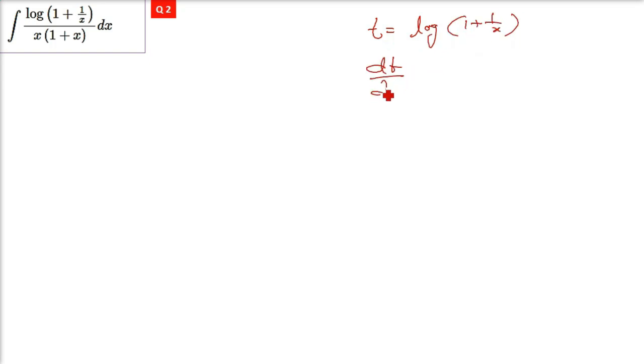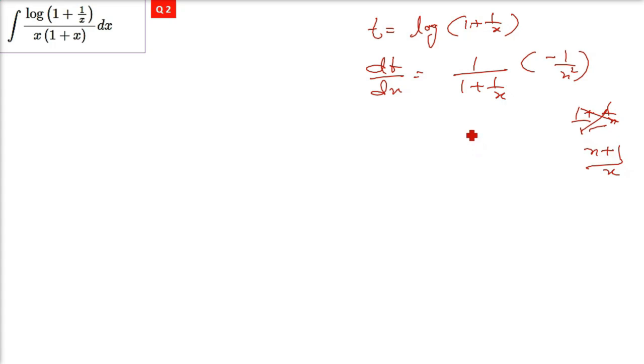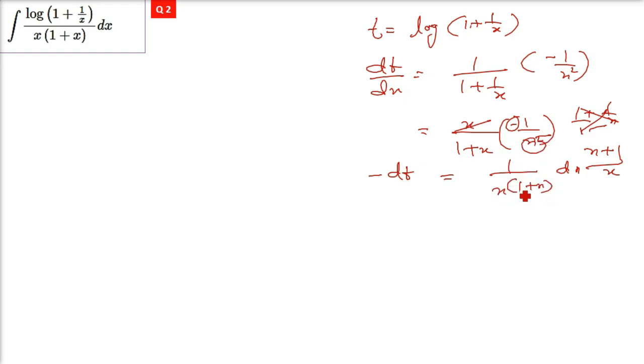When we differentiate this, dt by dx is going to be 1 by 1 plus 1 by x, first thing. And the differentiation of 1 plus 1 by x: 1 will be 0 and 1 by x is negative 1 by x square. 1 plus 1 by x will be x plus 1 by x, and this is in the denominator. When it goes to the numerator, it will be x by 1 plus x multiplied by negative 1 by x square. So one of the x will get cancelled. Negative dt is going to be equal to this 1 by x, 1 plus x, and of course dx is in the numerator.